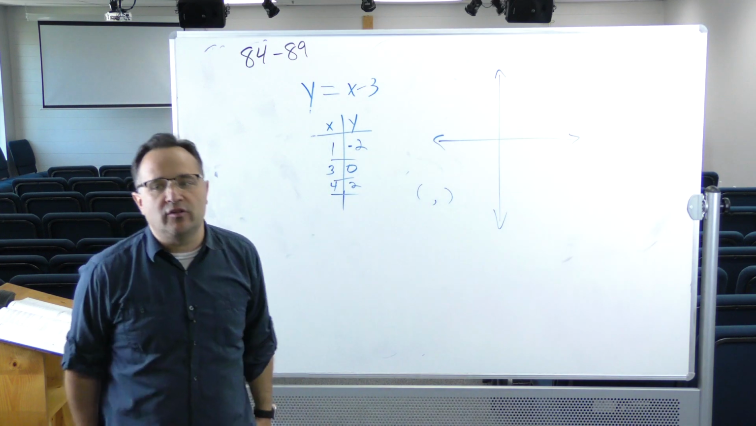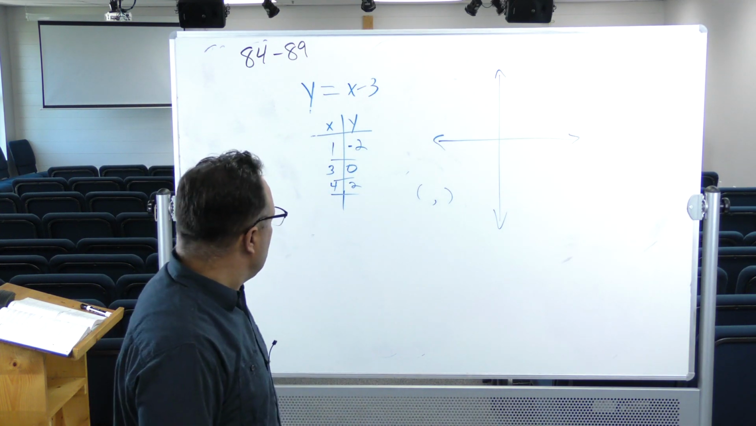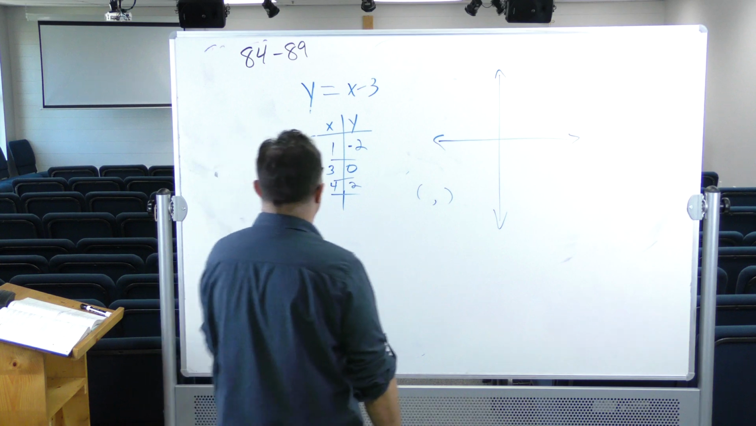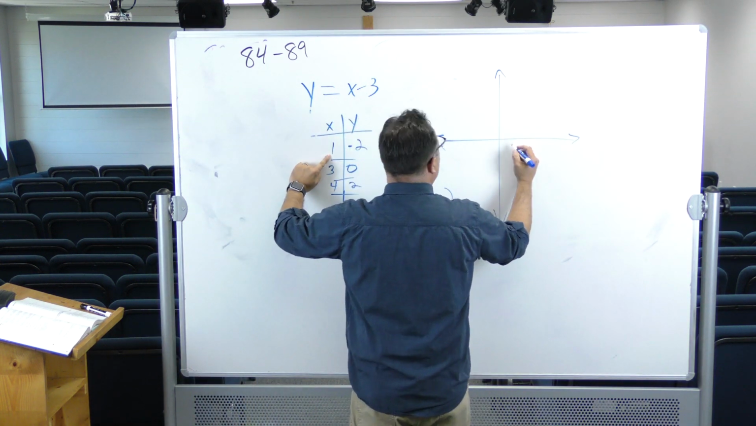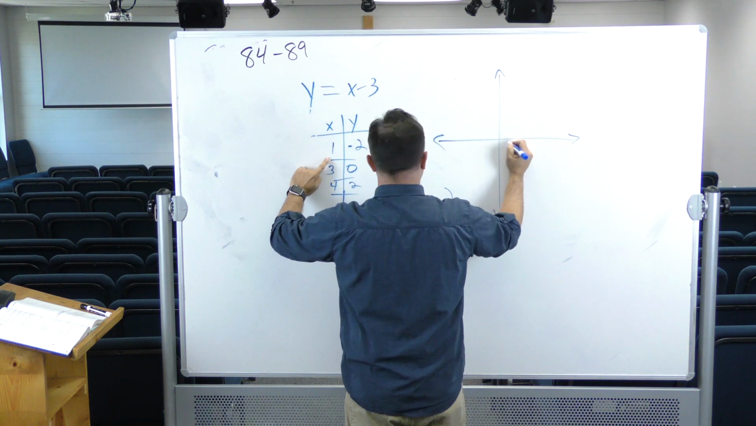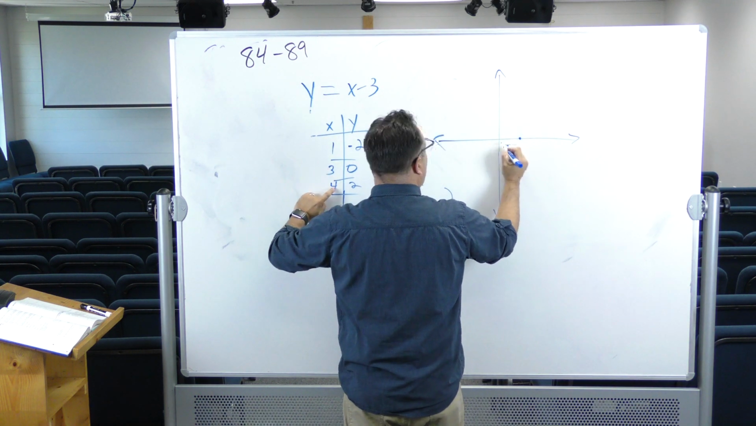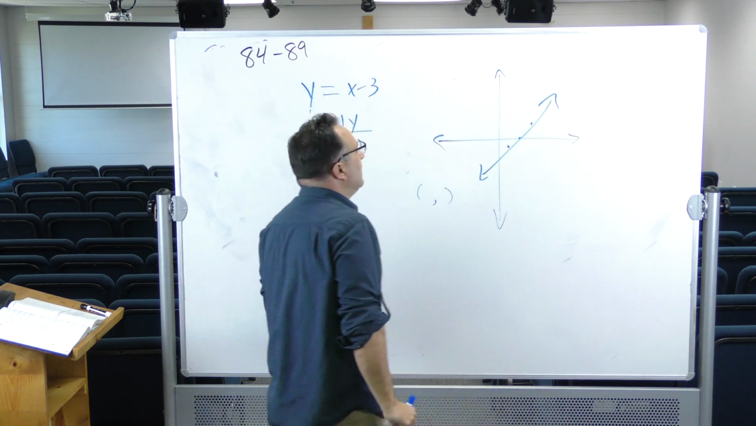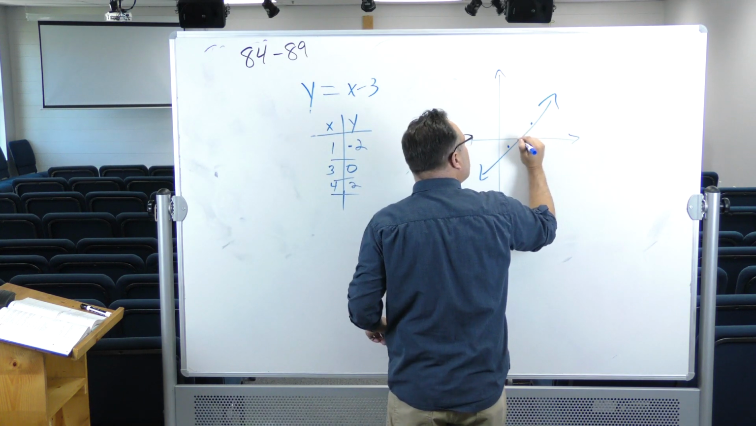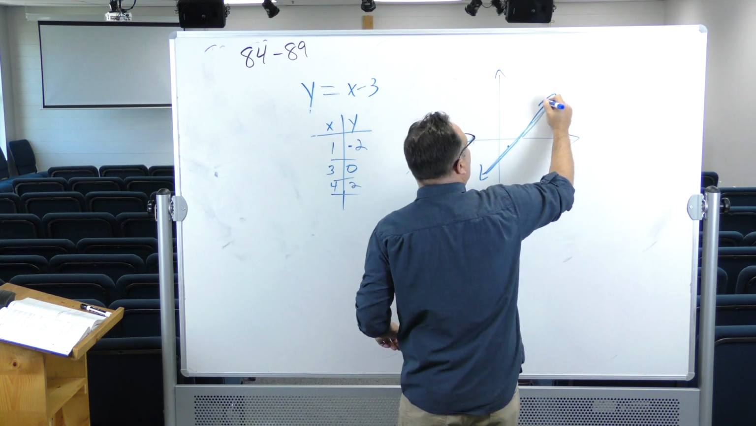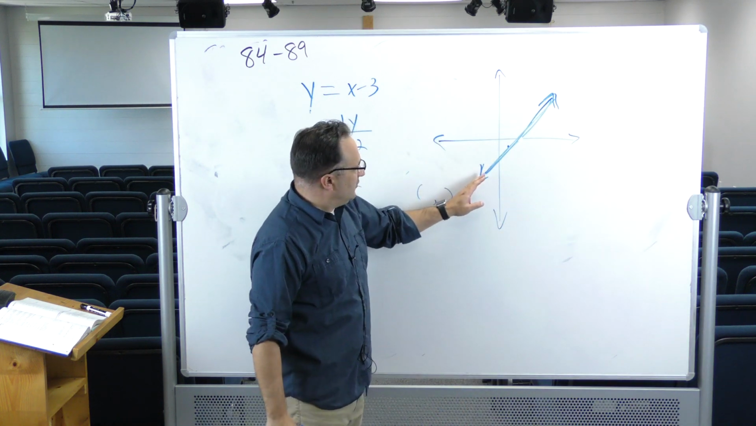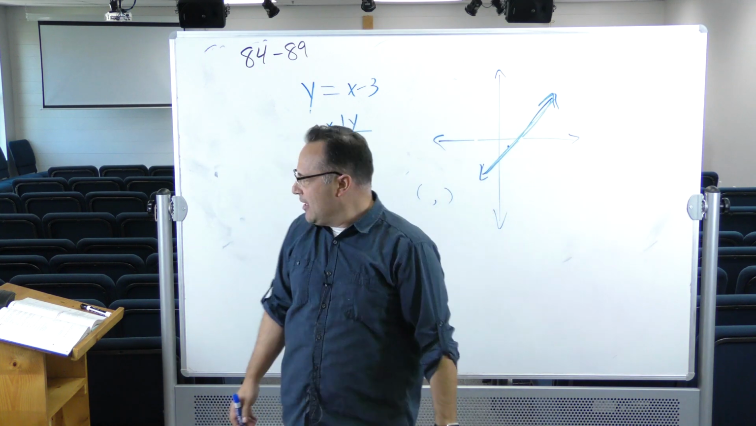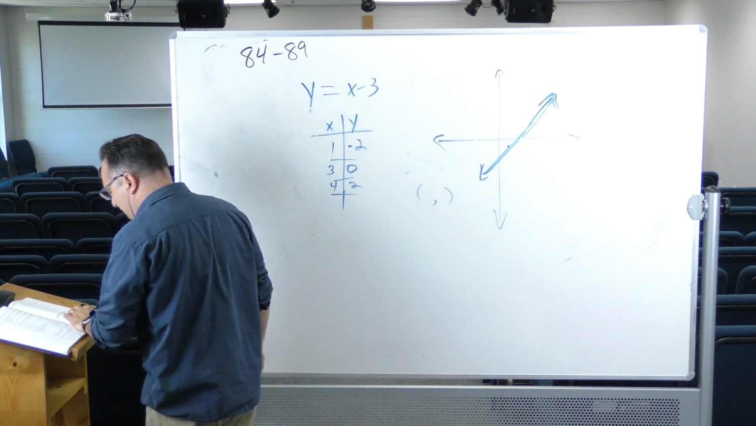You could have chosen any values that you'd like. It doesn't matter what values you chose, they're going to end up on the same exact line, because it always works out that way if you did it right. You have 1, negative 2. You have 3, 0. And you have 4, 2. Although my graph's not necessarily perfect, it should be about right there, like that. And so your line should be going through here, with arrows on either end. And so that is lesson 85.